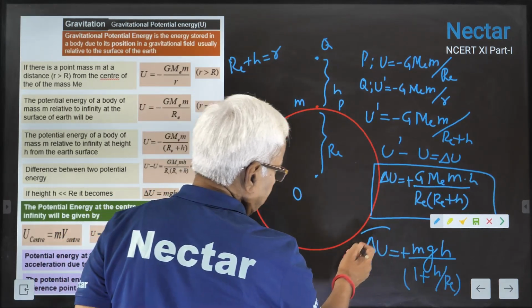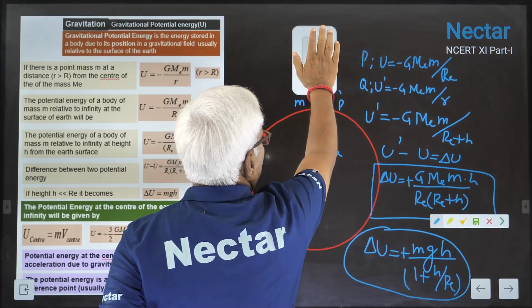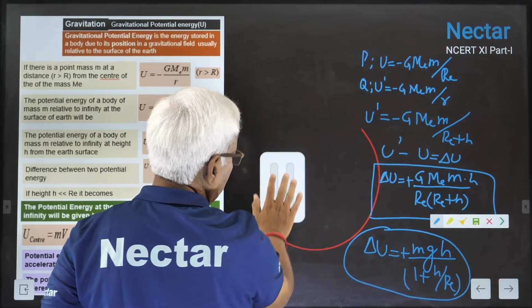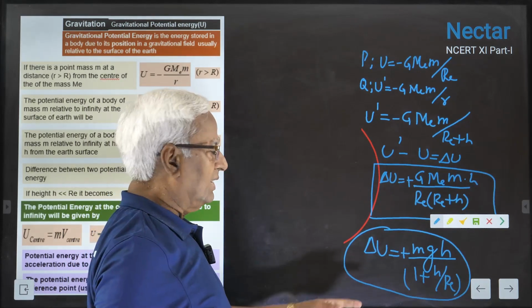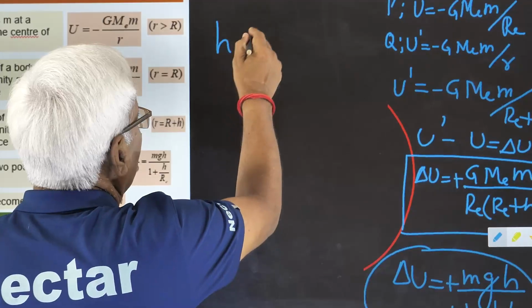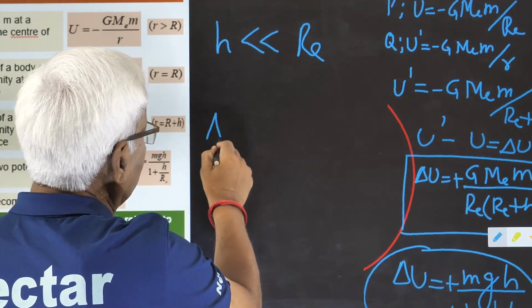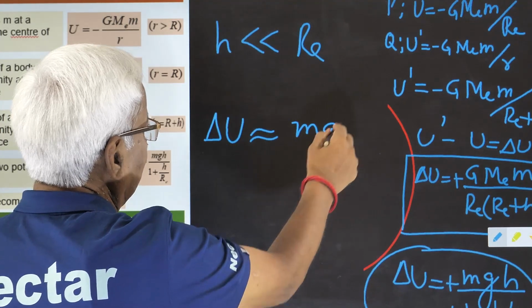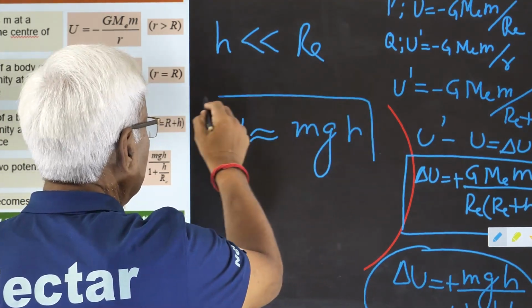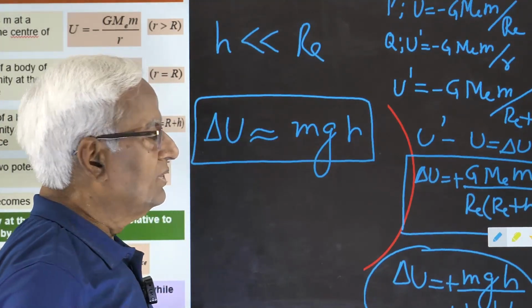This is the change in potential energy in going above the surface of the earth. So we must remember this formula. When the body goes higher, the potential energy changes. If the height is very small compared to the radius of the earth, in that case h upon r would be negligible, and then it will be mgh. This is the change in potential energy.